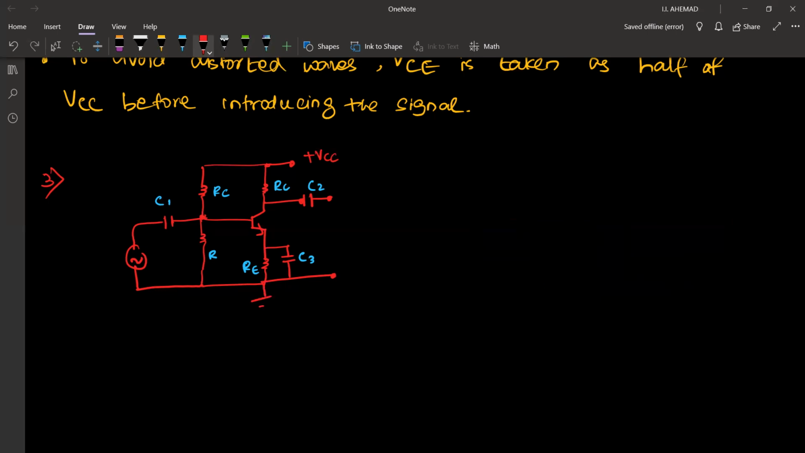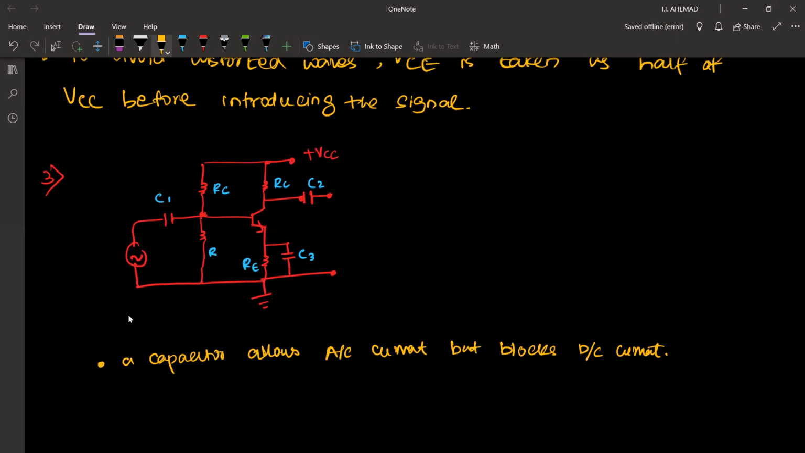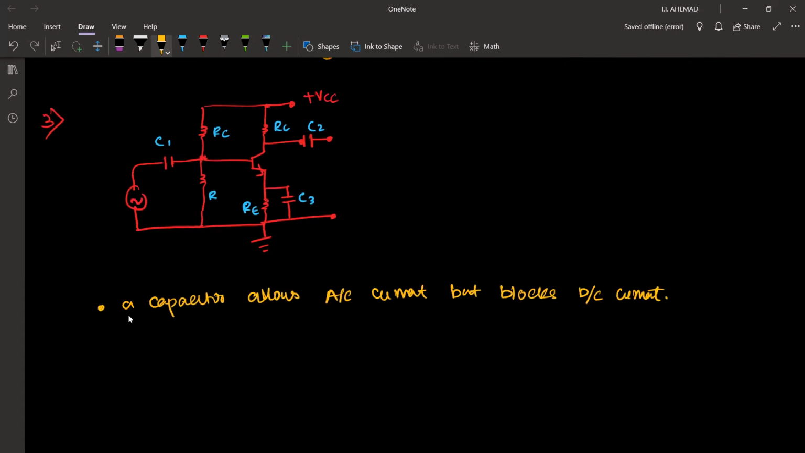This is Earth. So the first point, a capacitor allows AC current but blocks DC current. Okay, a capacitor allows AC current but blocks DC current.